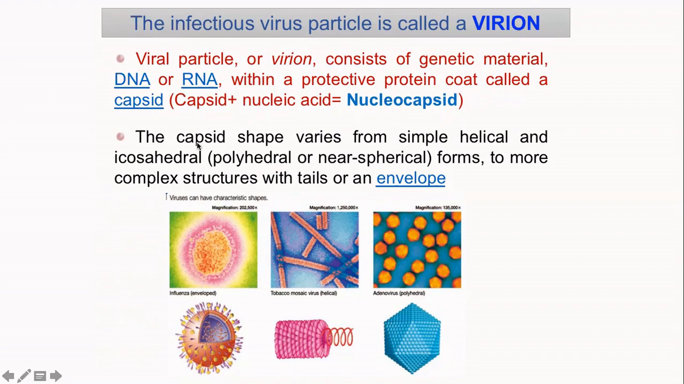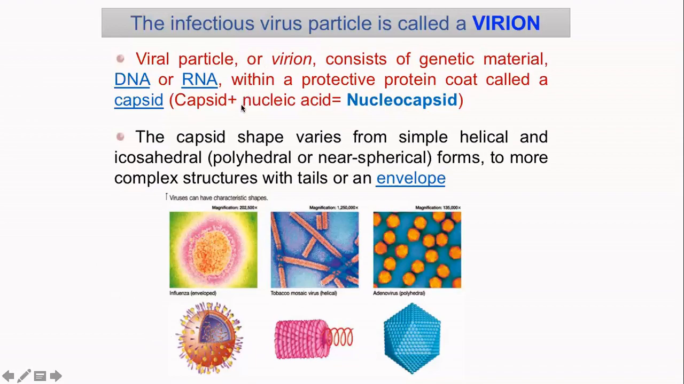Then I spoke about the capsid, that is the protein covering. The protein covering can vary from a very simple helical structure to very complex icosahedral types. Icosahedral meaning polyhedral or near spherical forms, and even very complex structures with tails or an envelope. Tails you can find in bacteriophages, and envelopes you can see in very notorious, highly infectious viruses. So here you can see a glimpse of the diversity of viral structures. We will see it a little bit later.